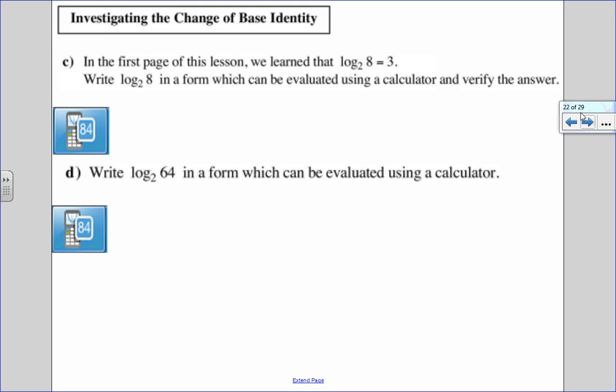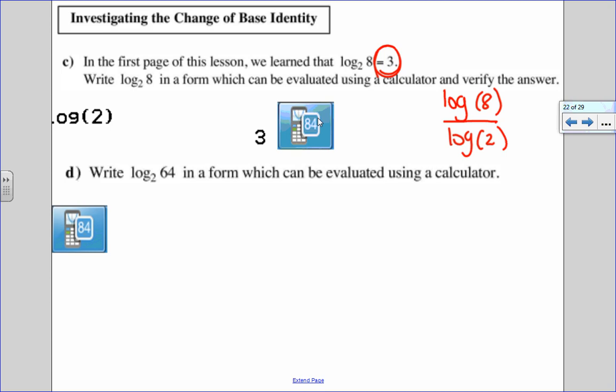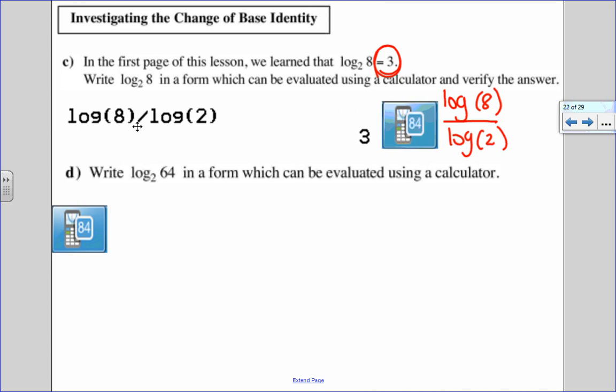So if I have log base 2 of 8, I want to write it in a form that I can plug it into the calculator. So I'm going to take log of my argument divided by log of my base. Now, we already know that the answer is 3 because we learned that in the last lesson. Let's check if it works here. And it does. Log of 8 divided by log of 2 is 3.